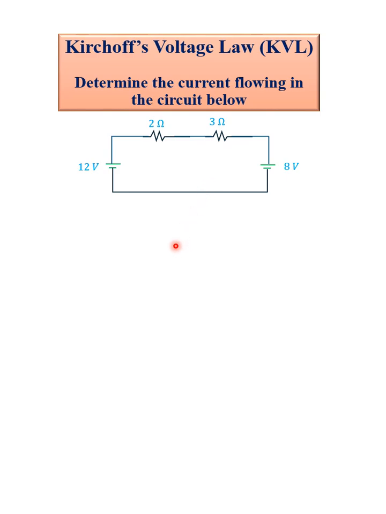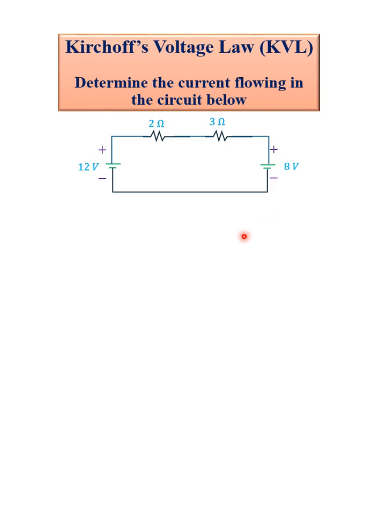Watch. When you have a question like this, the first thing you want to do is to assign the positive and negative signs to the voltage source. Remember, for a battery or a cell such as this, the longer line is the positive side while the shorter line is the negative side. So let's start with this. It means this side is positive, this side is negative for this battery. Similarly, for the 8 volts, this is positive, this is negative.